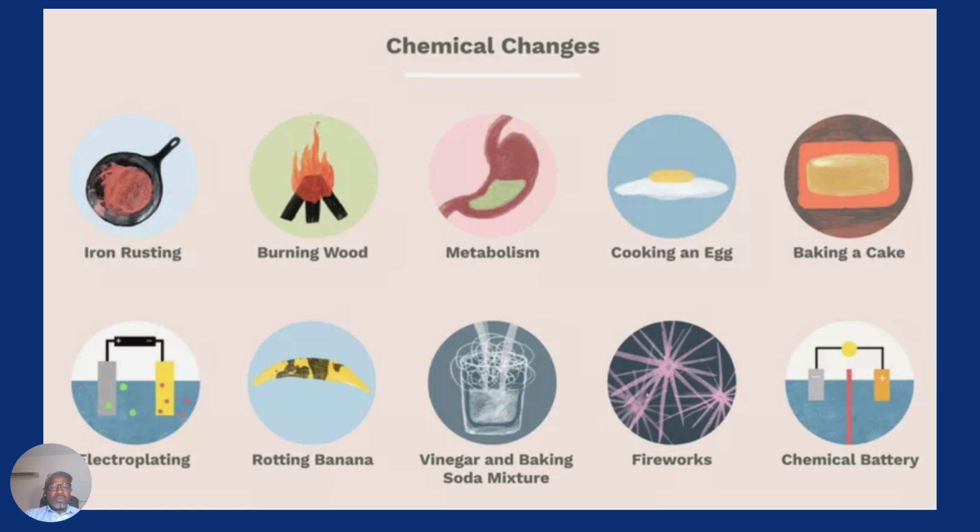Vinegar and baking soda mixture: when you mix the two of them together, they form a different compound entirely. There will be release of gas and all of that. And that is a chemical change. Fireworks, some of you know fireworks, like those things you use during festivals or during National Day, and they throw it up and it makes some sound. Fireworks cannot be gotten back again. Chemical batteries, they are all chemical changes, they cannot be gotten back again.